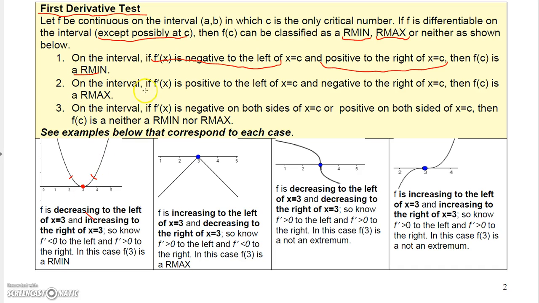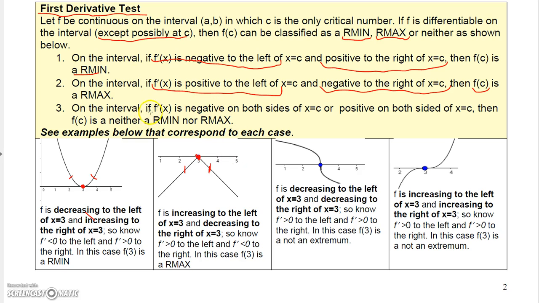The second one says if the derivative is positive to the left of the critical number and then negative to the right of the critical number, then f of c, the y value, would be a relative max. So now let's take a look at this one. Here we get a critical number because the derivative would be undefined at that sharp corner. But if you look to the left, the function is increasing, so I know the derivative would be positive on this side, and then over here, since it's decreasing, the derivative would be negative on this side. So therefore, by number 2, this point would be a relative maximum.